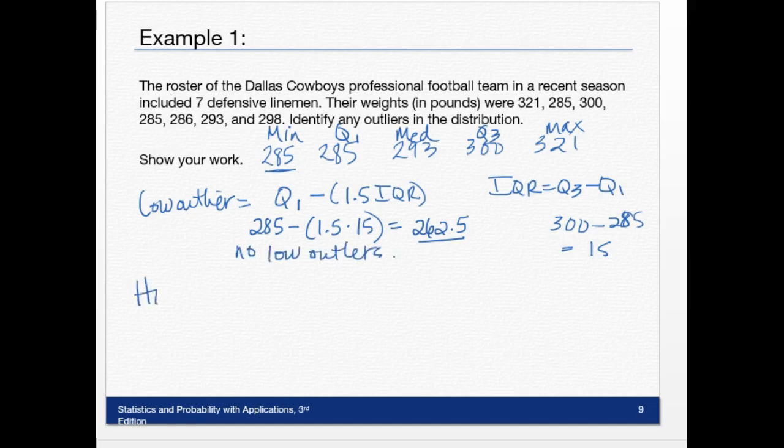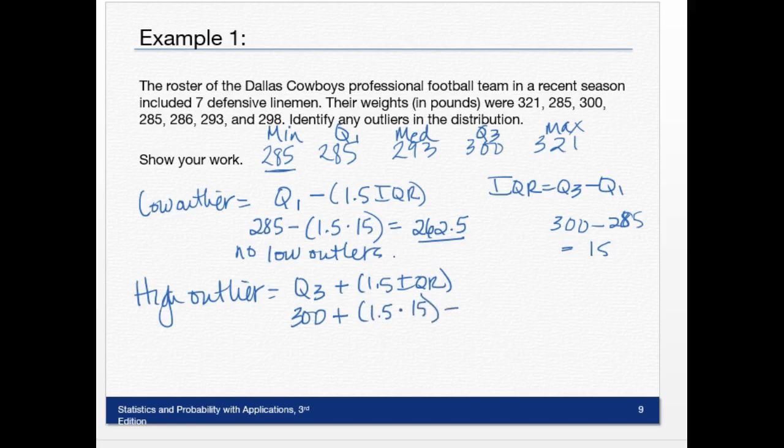Now for the high outlier, we have to take Q3 and we add 1.5 IQRs. So Q3 was 300, and we add 1.5 times 15. When I do that, I have 322.5. And I look at my max. My max is 321. It's not higher than this. So there's nothing outside the high fence, so there are no high outliers. That's how you determine an outlier. When you're asked to do that and it says show your work, you've got to show your work. And this is the work I'm expecting to see.